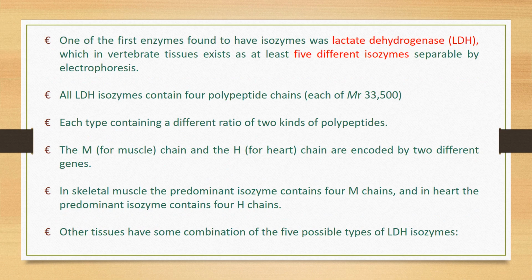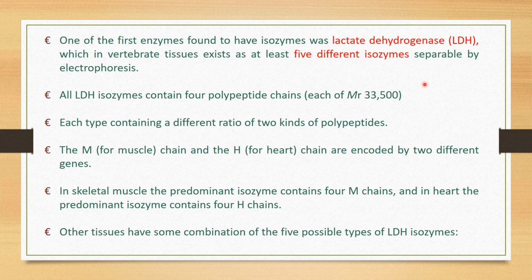So among the isoenzymes, one very important to mention is lactate dehydrogenase. This is the first enzyme found to have isoenzymes. This LDH has at least 5 different isoenzymes, and all the isoenzymes are present in each individual. It is an example of different isoenzymes present in the same individual but preferentially in different tissues.